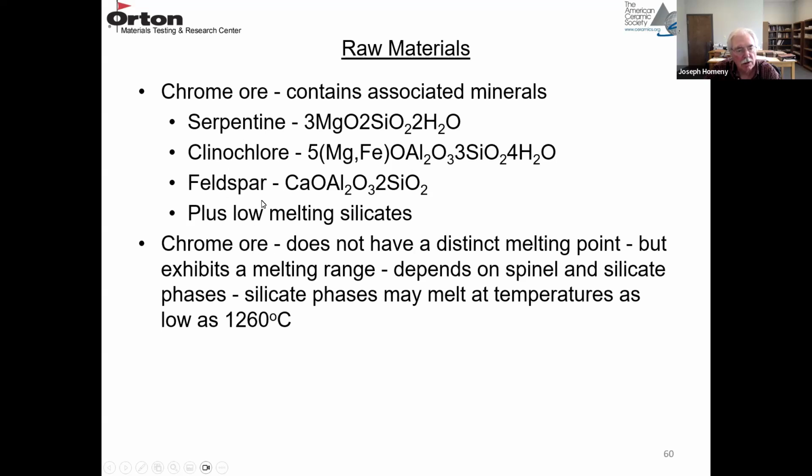So with all of these impurities, chrome ore doesn't have a distinct melting point because of all the glassy phases present. Glass doesn't have a distinct melting point. It just softens as you increase the temperature. So it basically has a melting range, and it just depends on what spinels are present, how many silicate phases are present, what's their melting range. And it turns out that these silicate phases may melt at pretty low temperatures, 1260 degrees C. So all of these impurities and silicates create issues for chrome ore material.